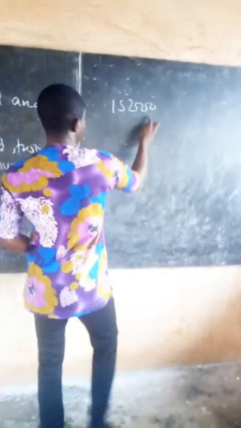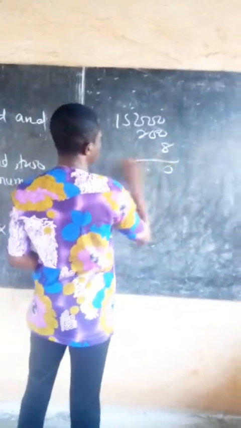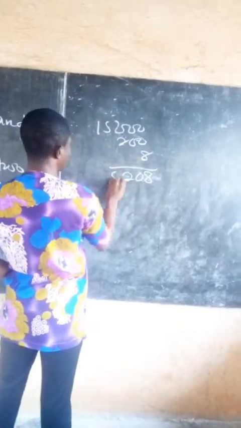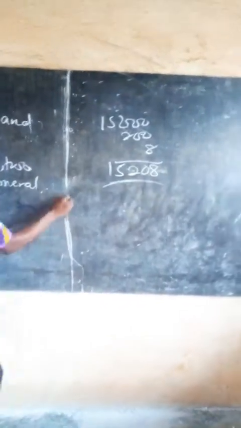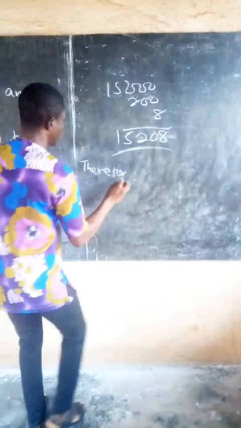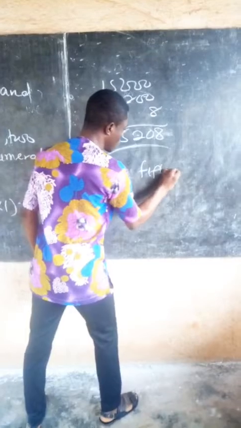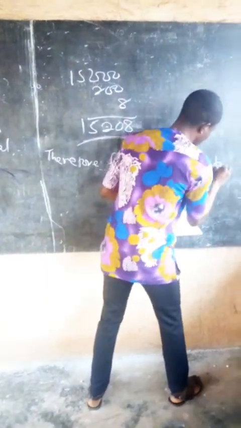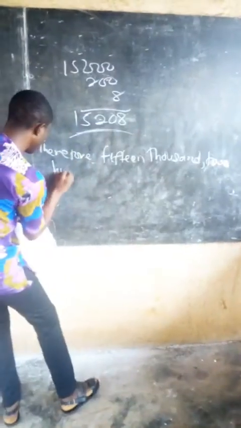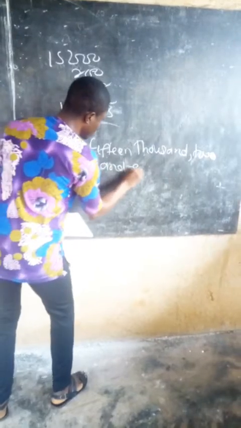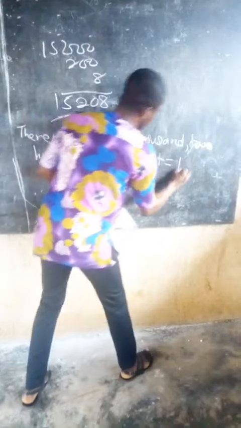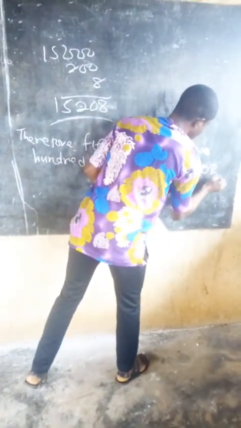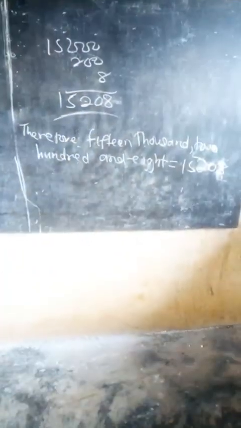Or you can do it like this. Let me write the second method. 15,000 plus 200 plus 8. Therefore, it equals 15,208. This is our final answer.